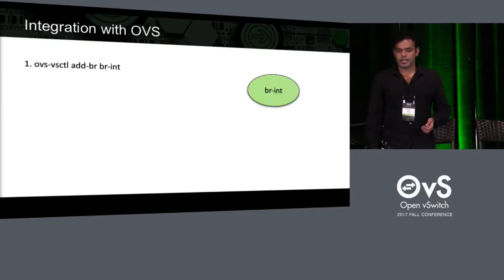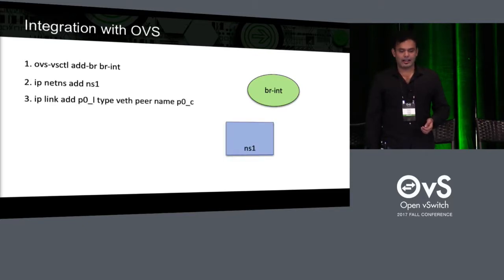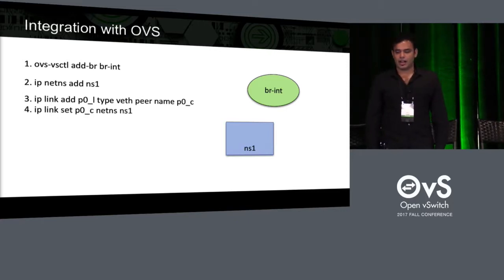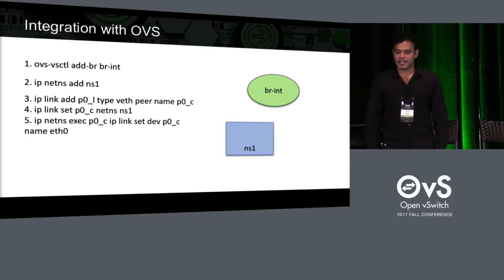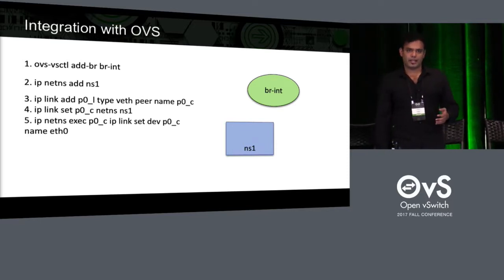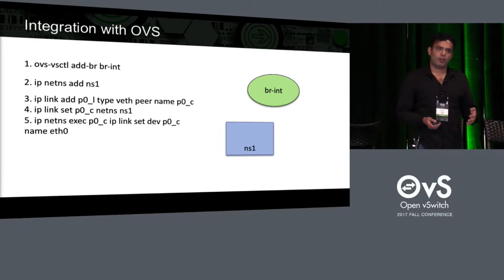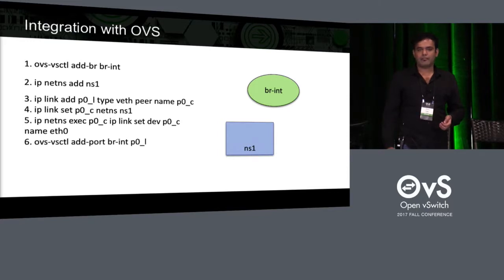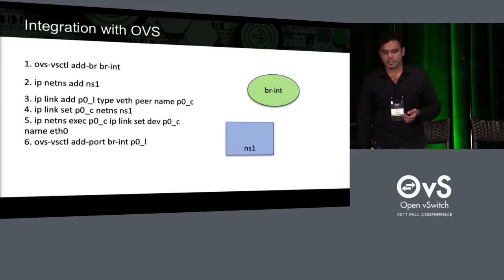You create an OVS bridge, you create a namespace, and Linux has this network device called a veth pair, which has two ends. You create it, you move one end inside a namespace, rename it to something which is familiar for people looking inside the namespace. In this case, it's renamed to eth0, and then finally add the other end of the veth pair to the OVS bridge. So it would look something like this.